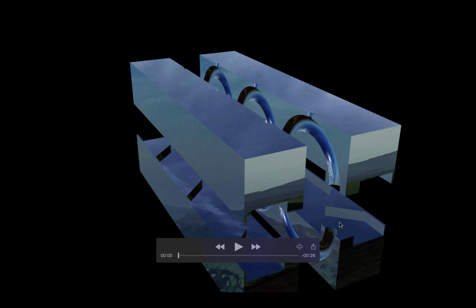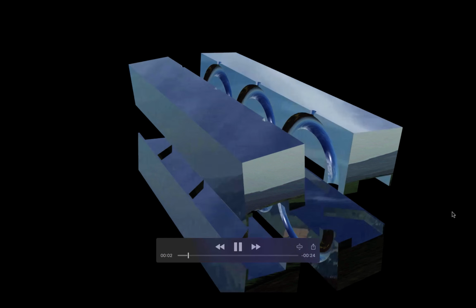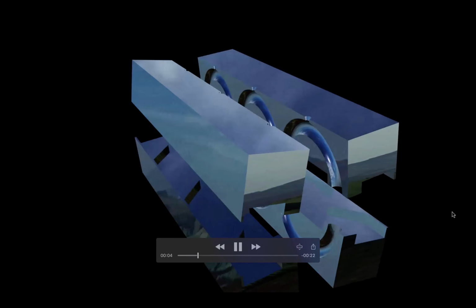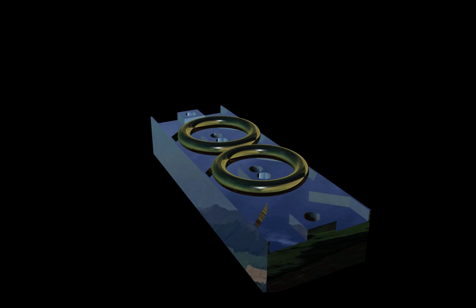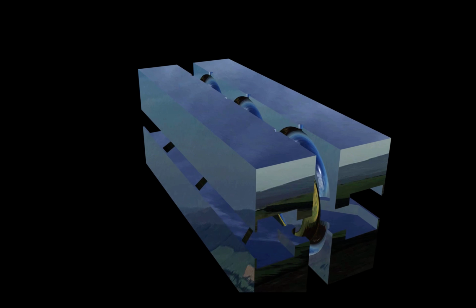I'm just going to set this playing and explain what's going on. The final render for the chain casting geometry that I was talking about. I think the important bit is this bit coming up where they kind of move apart.